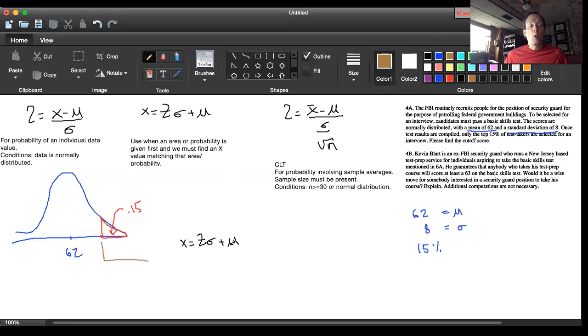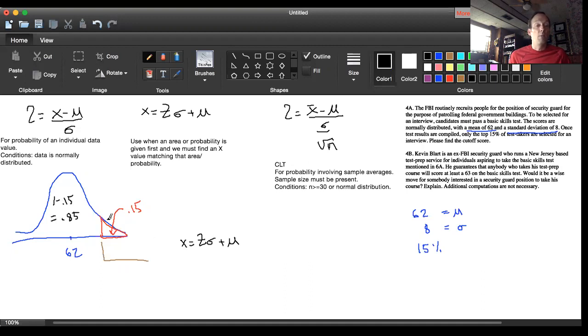I know my Z-chart only reads in less than format. So one way that I can do it is I can write down that if I'm looking at the area less than this cutoff, it would have to be equal to 1 minus 0.15, which is going to be equal to 0.85. So the left side of the whole curve is going to be equal to 85% area. The right side would be 15%.